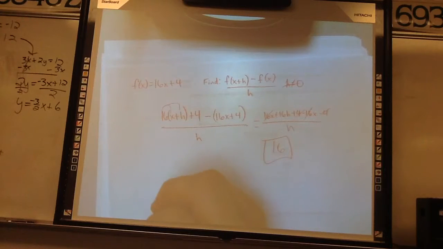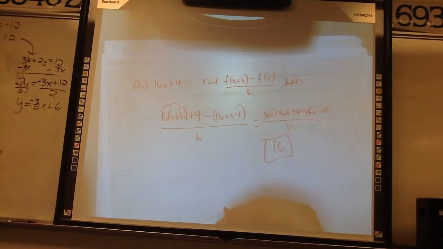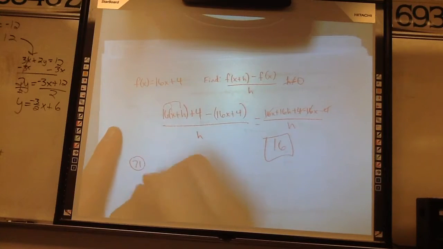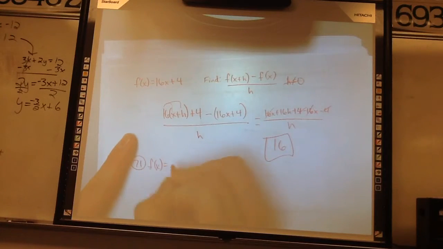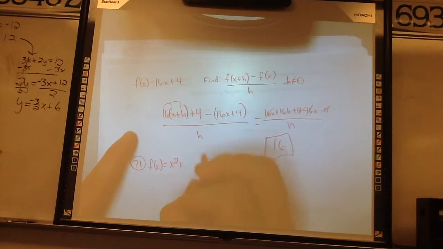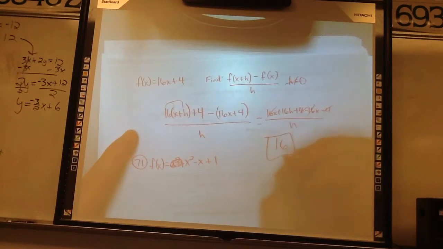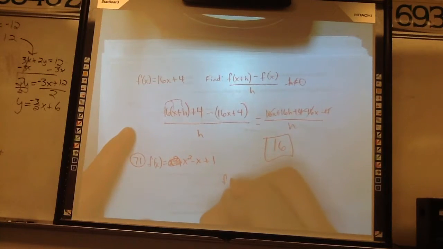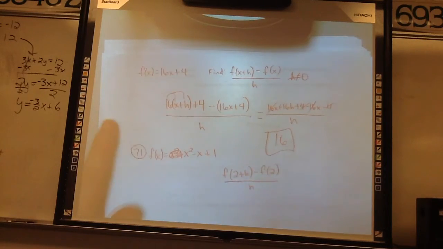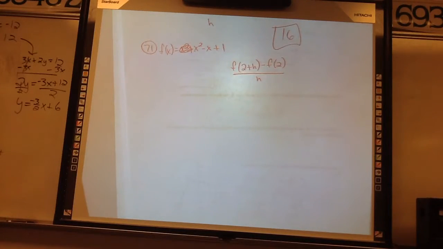So another example. Let's see, I'll actually do one of the book ones. Like 71 gives you f of x equals x squared minus x plus 1. And it tells you to find f of 2 plus h minus f of 2, over h. Okay, so. Want to see something crazy? The answer will be 3. I did not know that before I just started that, and I just said that literally 1 second ago.